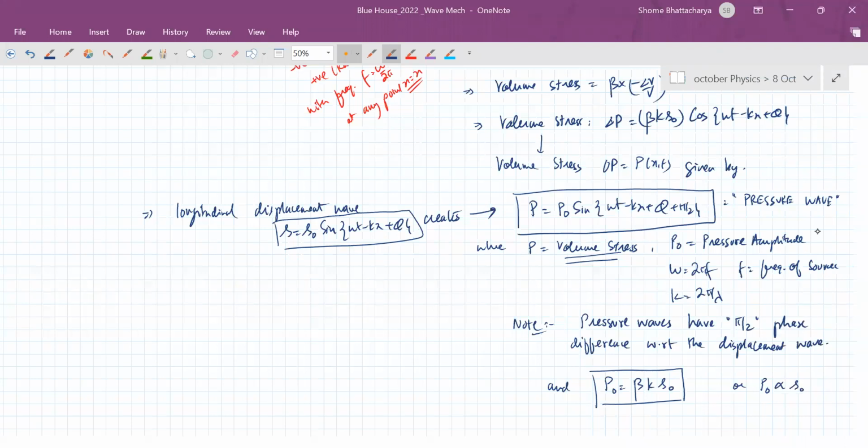So at which instant it will be atmospheric pressure? I'll explain. We'll write that down. Just note down up to here.